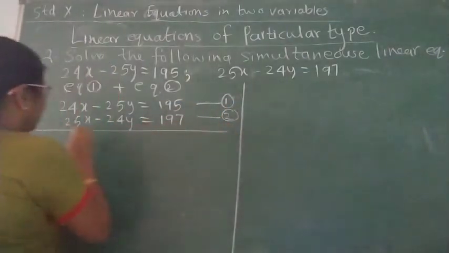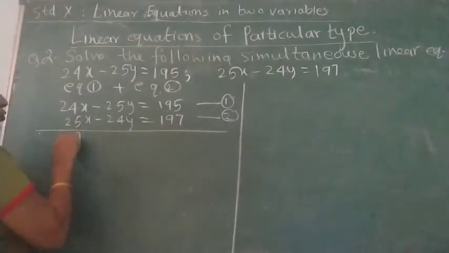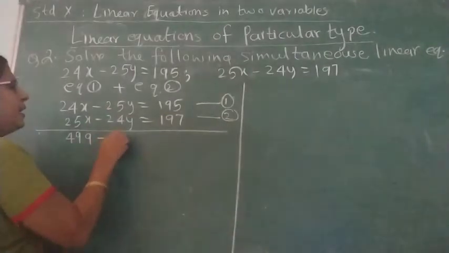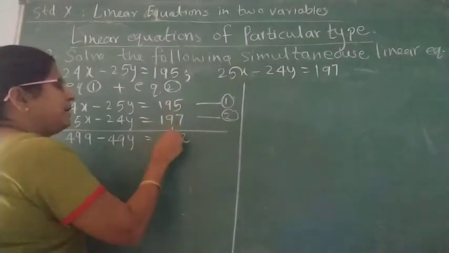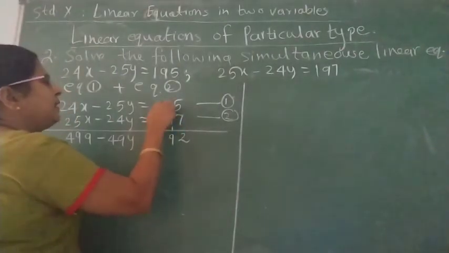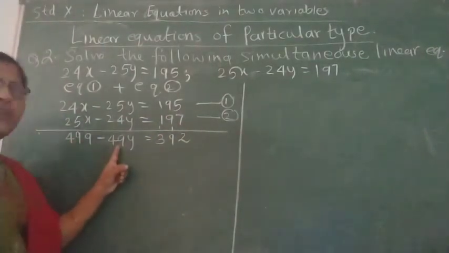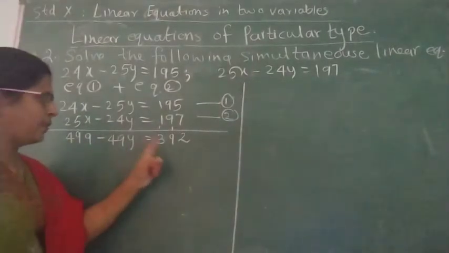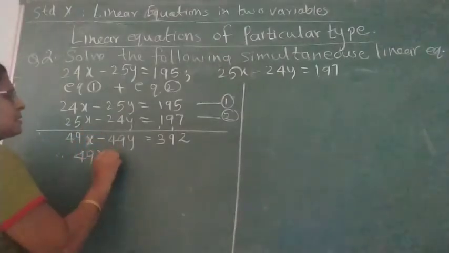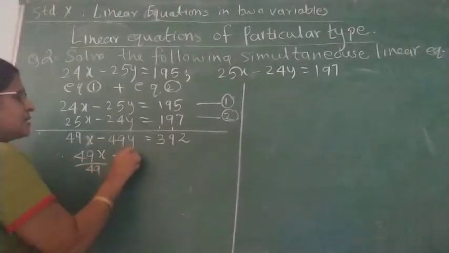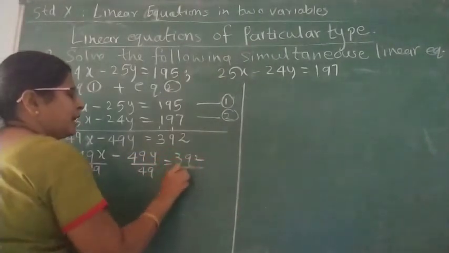Now for addition, what is the addition of this? 4 plus 5 is 9, 2 plus 2, 4. 49x minus 49y is equal to 7 plus 5, 12, 9 plus 9, 18 plus 1, 19, 1 carry, 1, 2, 3. So this is the new equation we have got. Here the coefficients are 49. Let's divide this equation by 49. We get 49x upon 49 minus 49y divided by 49 and 392 divided by 49.